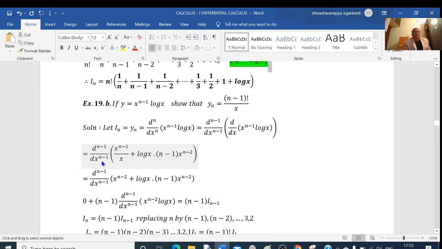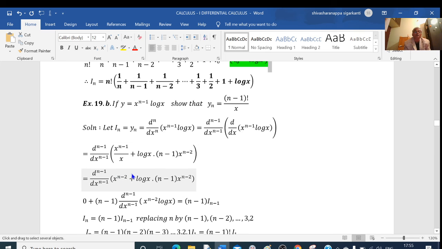So this is d^(n-1)/dx^(n-1) of x^(n-2) plus log x into (n-1) into x^(n-2). Now what about this one? See, this I am differentiating n-1 times, and this power is n-2. Power is less than the derivative, therefore its value is equal to 0. So that is up to the (n-2)th derivative.